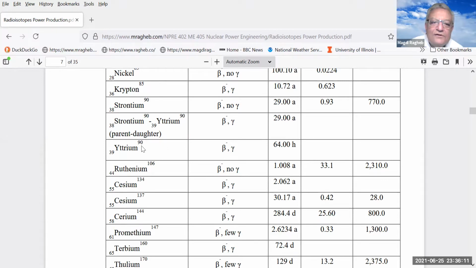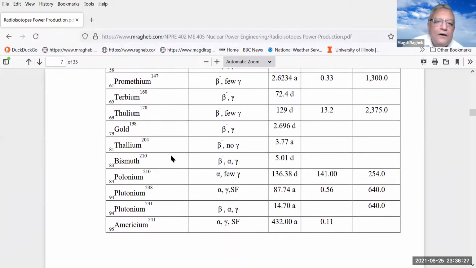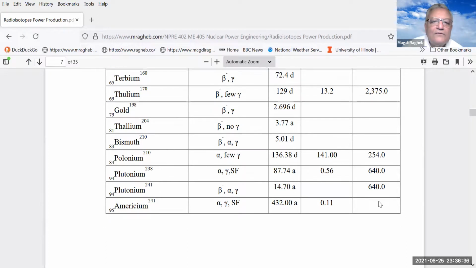You can think about yttrium-90, ruthenium-108, cesium-134. Cesium-137 is also a fission product, but it emits gamma radiation. Promethium, terbium, thulium, all of these are isotopes that we can think about using, even gold-198. One of our favorites is thallium-208, and that has a half-life of 3.7 years with no gamma radiation.